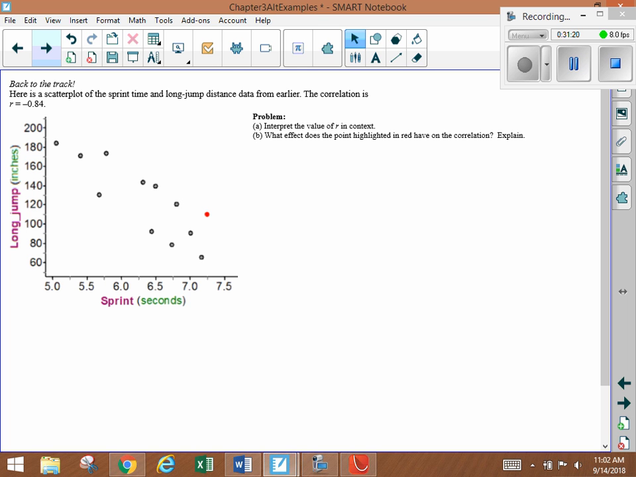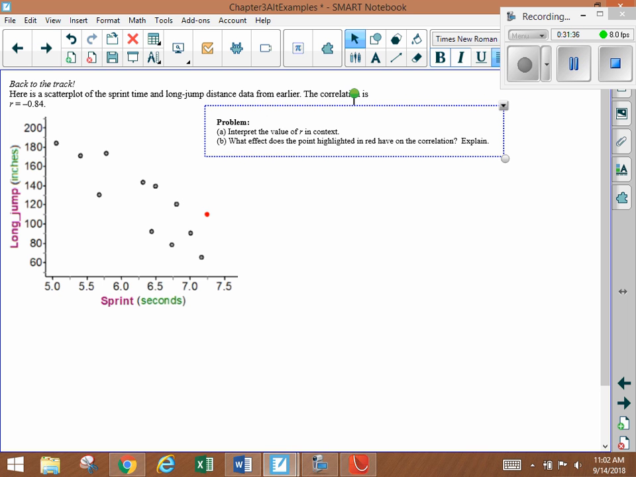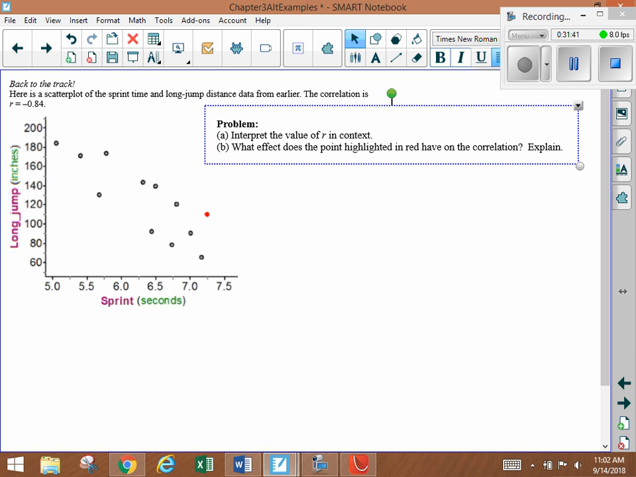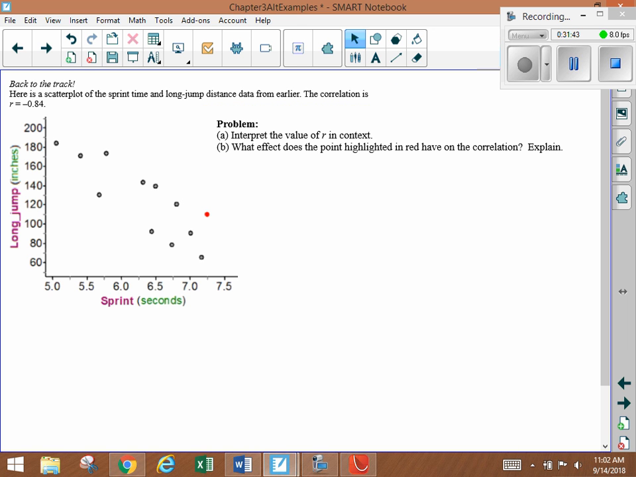Here we go. Here's their interpretation of this. This is long jump sprint time. All right, this value of R, we have an R value of negative 0.84. We need to interpret it in context, okay?